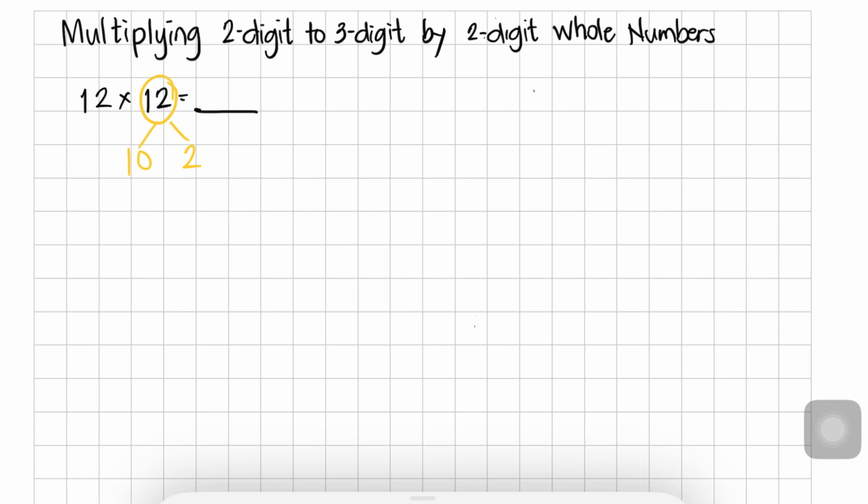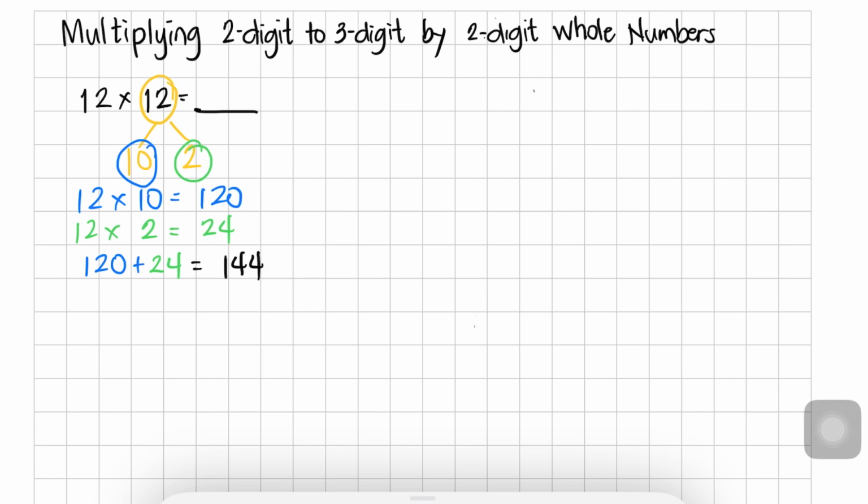So let's do that first. So 10 and 2. Let's multiply first. 12 times 10 is 120. And then 12 times 2 will give me 24. So then 120 plus 24 would actually be equal to 144. So that's one way to do this.